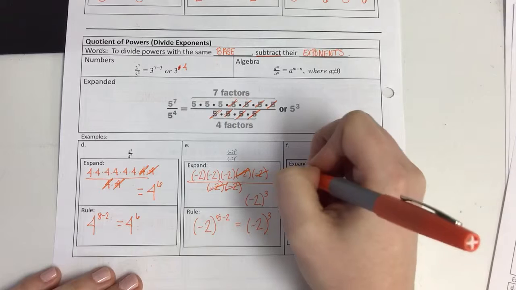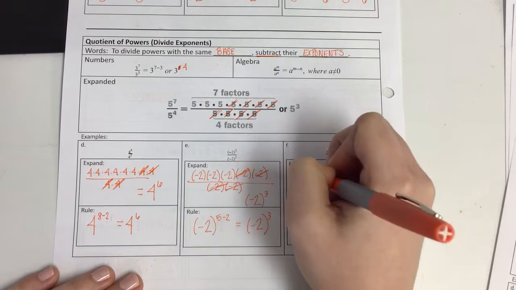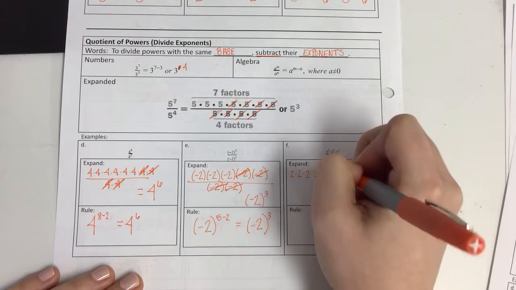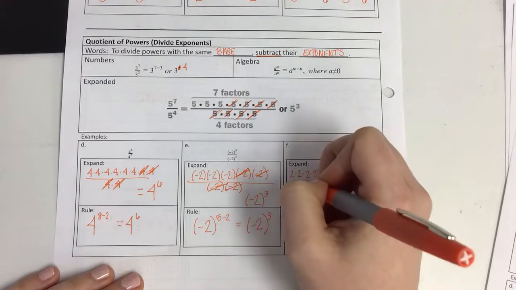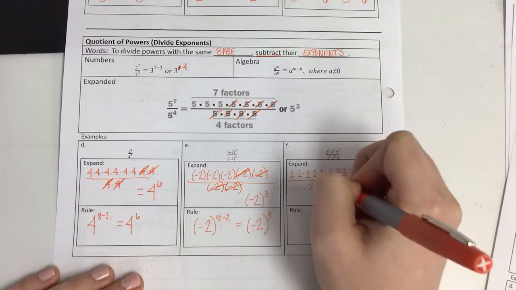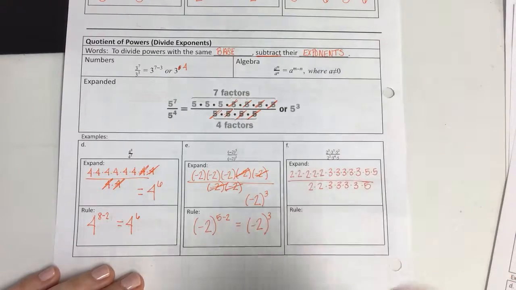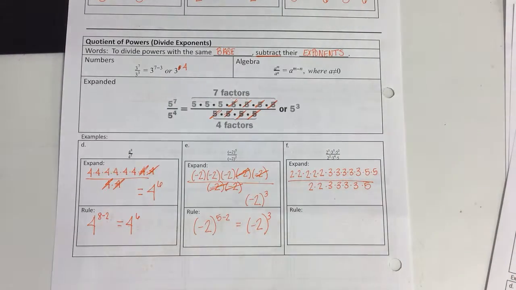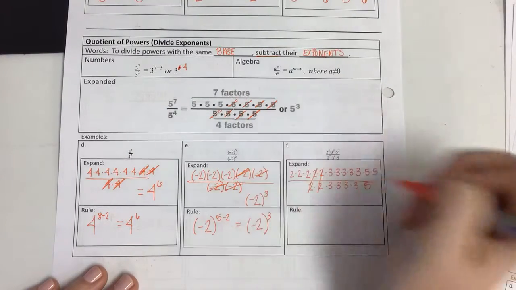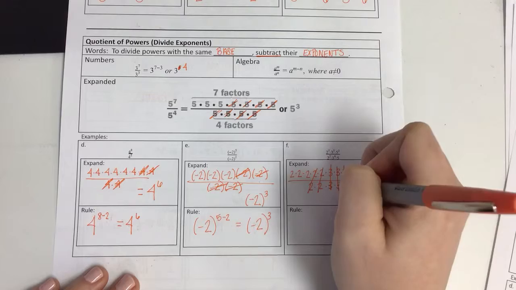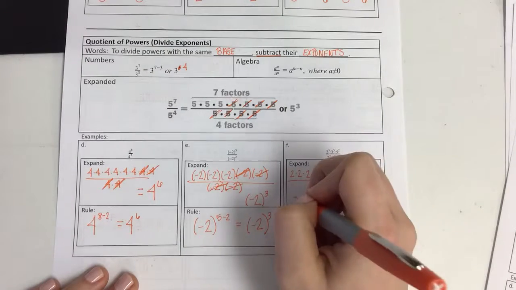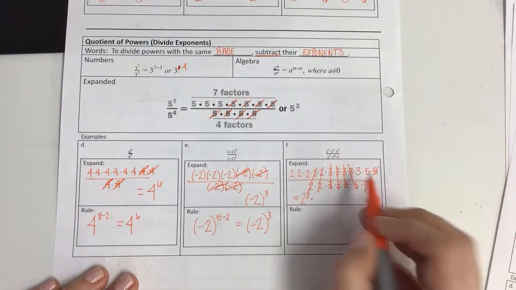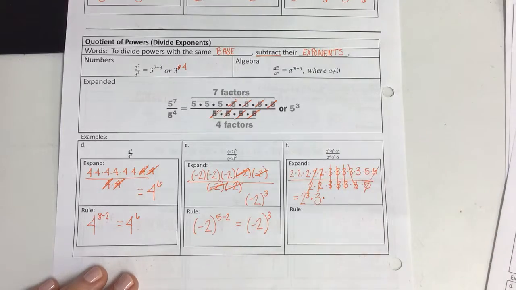Letter F, to expand, I have 5 2's, I have 5 3's, and I have 2 5's, over 2 2's, 4 3's, and 1 5. Same bases can cancel, so I can cancel 2 of my 2's, I can cancel 4 of my 3's, and I can cancel 1 of my 5's. So I am left with 3 2's. I have 1 3, so I'm just going to write that as 3. If you write it to the first power, that's also okay. And I have 1 5.